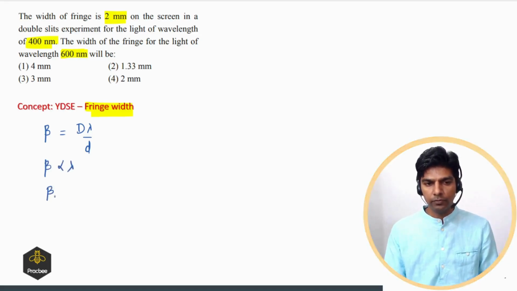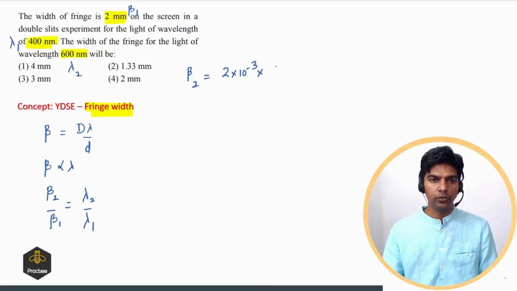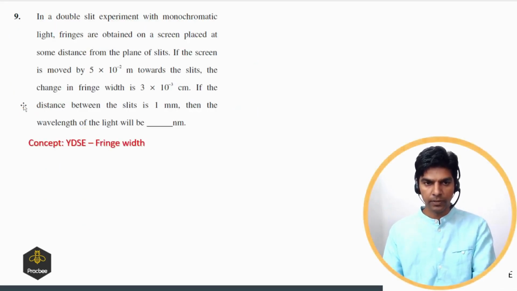So we can say beta 2 by beta 1 is equal to lambda 2 by lambda 1. Now this is lambda 2, this is lambda 1, and this is beta 1. So let us plug in the values. Beta 2 will be beta 1, which is 2 into 10 raised to power minus 3, times lambda 2 upon lambda 1. So it will be 600 divided by 400. So this comes out to be 3 millimeters. So option 3 is the right answer.